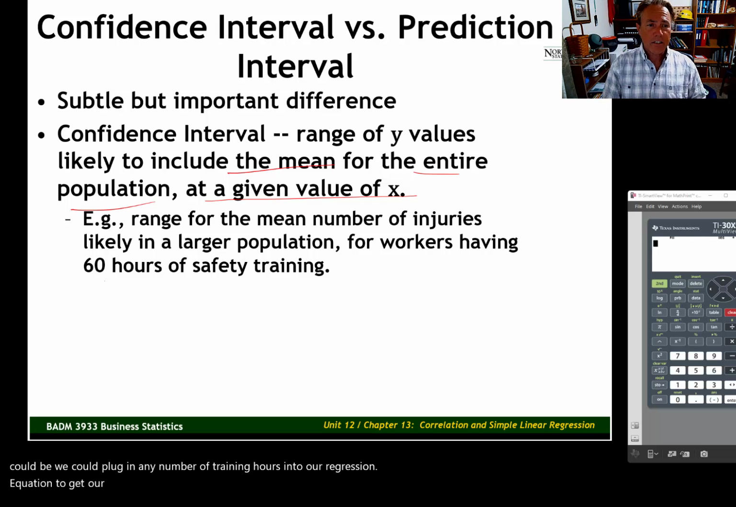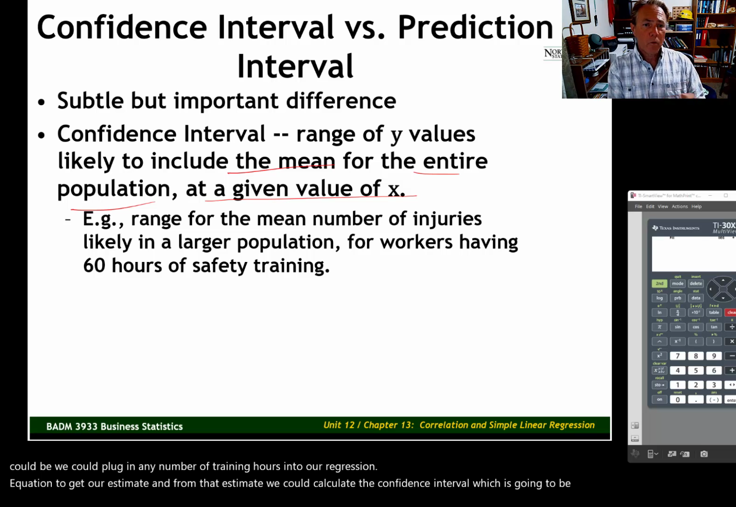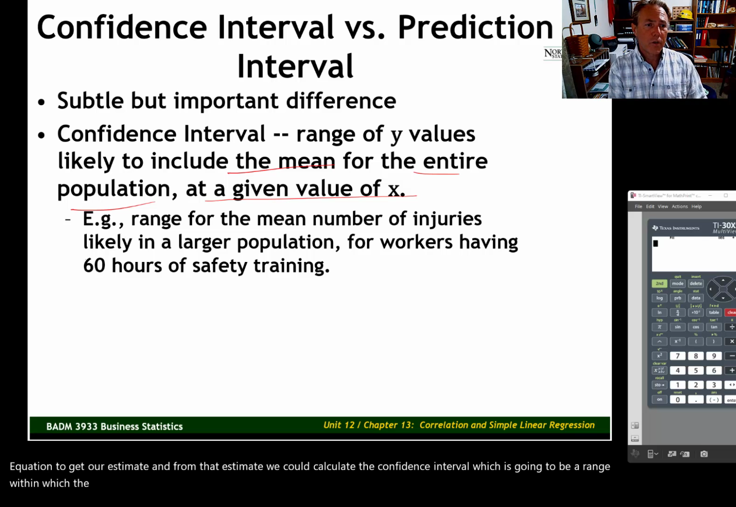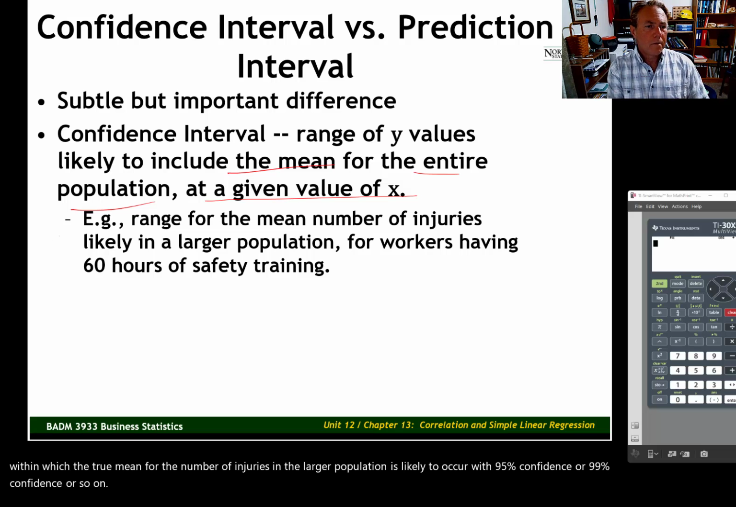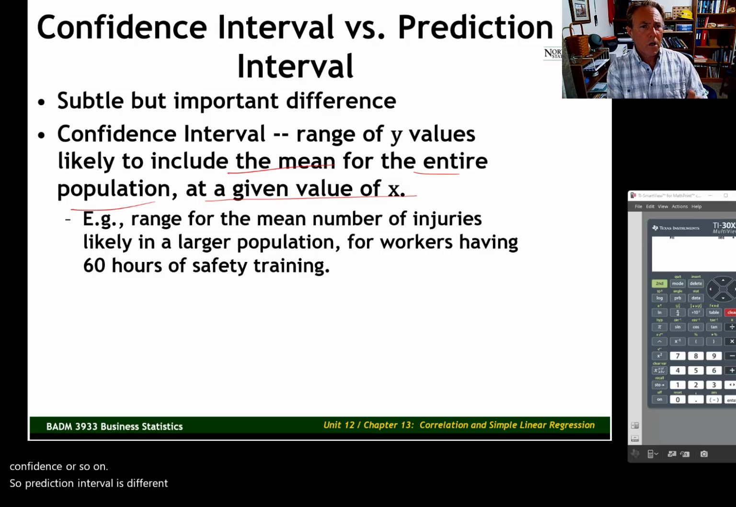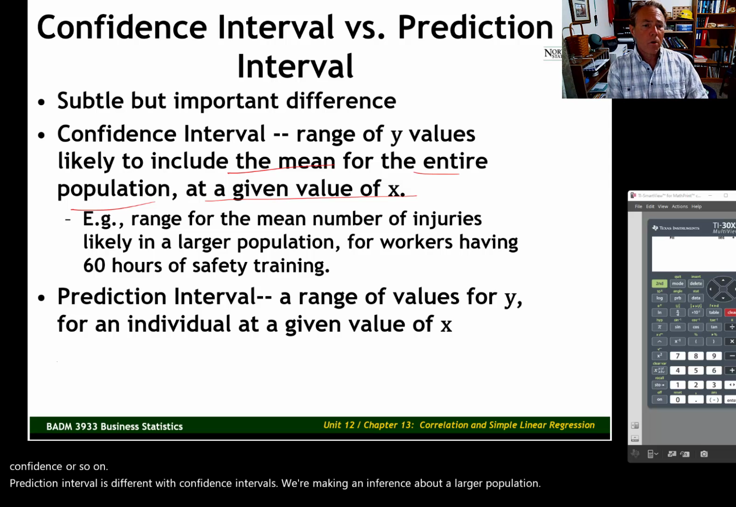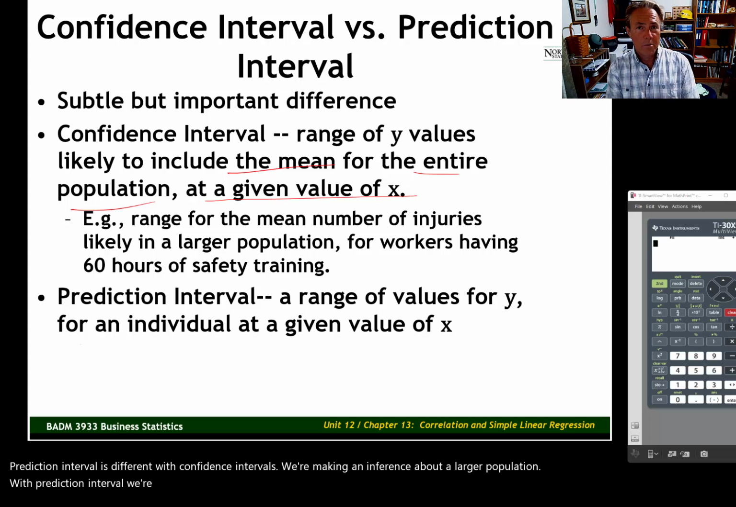estimate. And from that estimate, we could calculate the confidence interval, which is going to be a range within which the true mean for the number of injuries in the larger population is likely to occur, with 95% confidence or 99% confidence or so on. So prediction interval is different. With confidence intervals, we're making an inference about a larger population. With prediction interval, we're focusing on an individual subject.